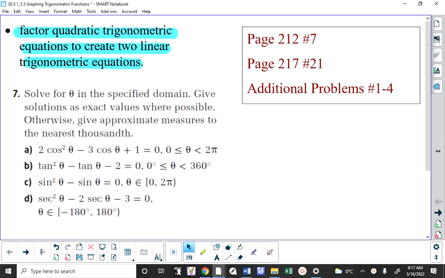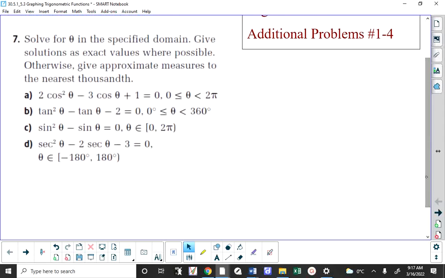So the idea here is that if you know how to solve what I'm going to call a linear trigonometric equation, then the only added thing that needs to be done if it's quadratic is to factor the quadratic to get linear. For example, if we take a look at, well, we'll just start off with 7a.